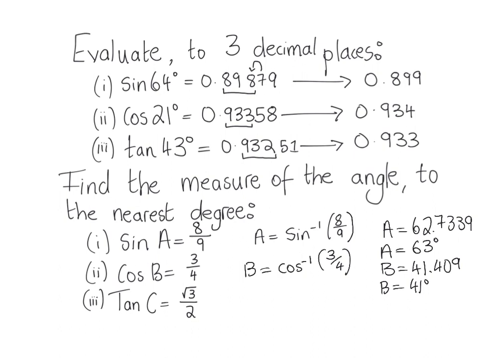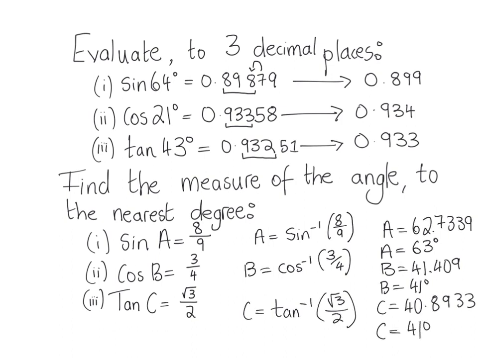And the last one, we get the tan inverse. So it's going to be the tan inverse of square root 3 over 2. So then C is going to be equal to, again, press your second function or your shift, the tan button, and then the fraction root 3 over 2. Type that into the calculator, you're going to get 40.8933. So correct to the nearest degree, that's going to be 41 degrees too.